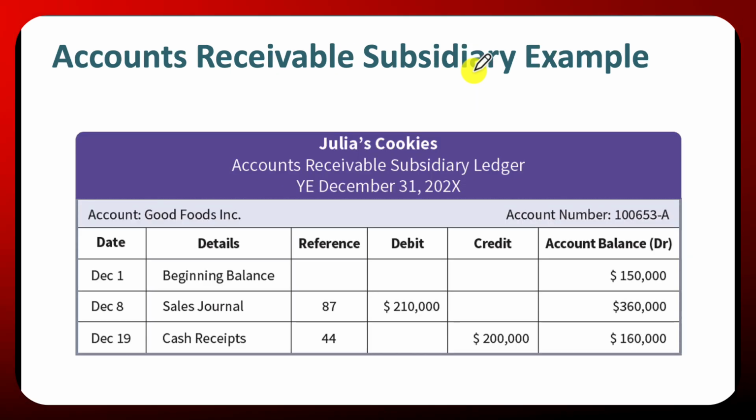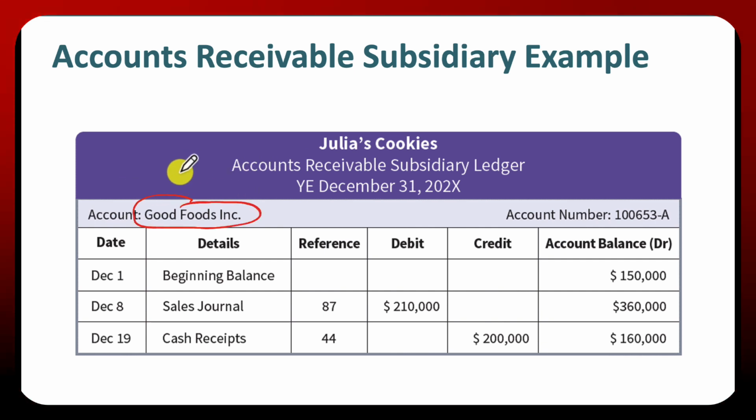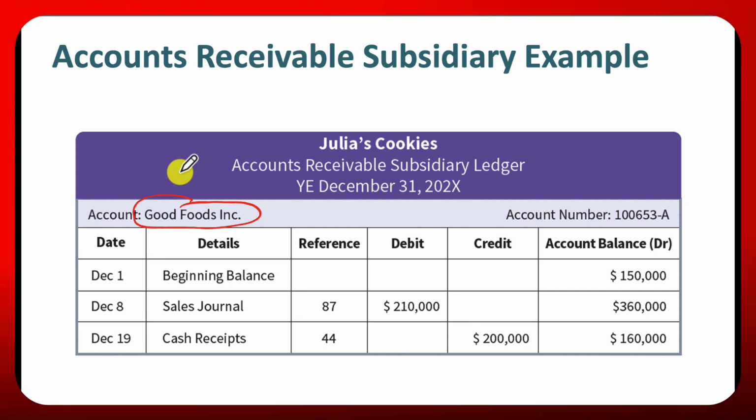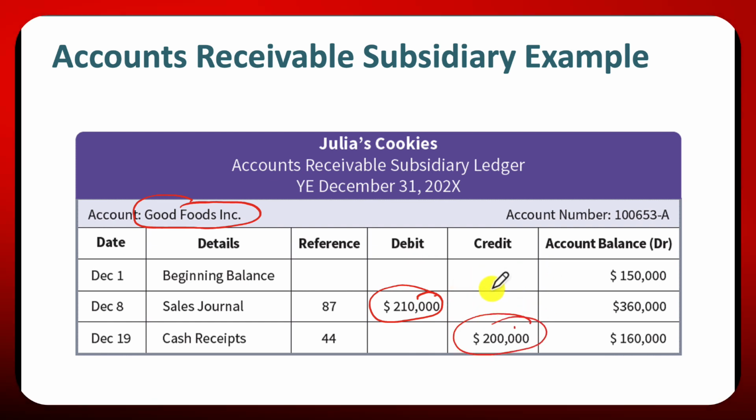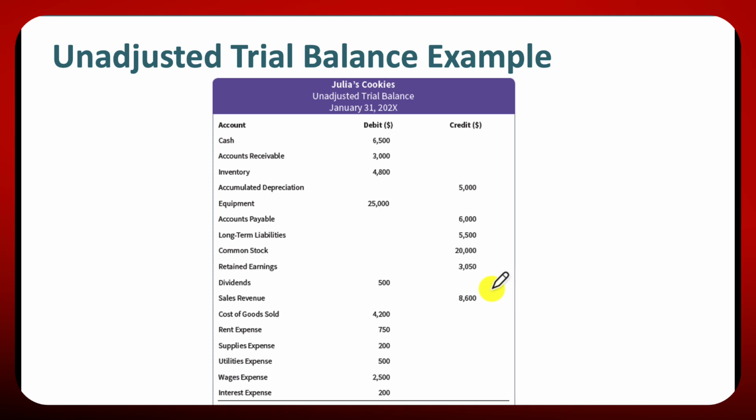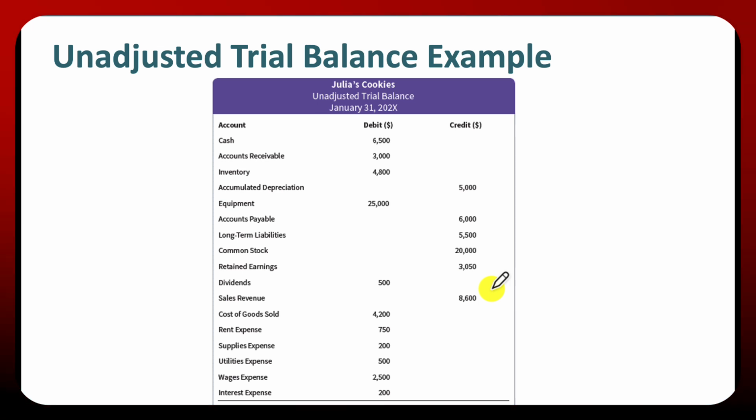Here we see an accounts receivable subsidiary. We are looking at Julia's Cookies, and we are looking at the account for Good Foods, Inc. Basically we see their beginning balance and the sales that we made. So we would debit accounts receivable, and then the amount that they paid us from a cash receipts perspective. And here we have an example of an unadjusted trial balance. Keep in mind that our debits equal our credits in all trial balances if we did everything right.